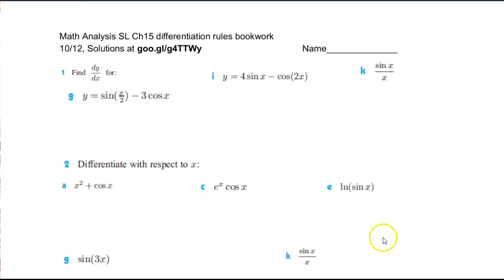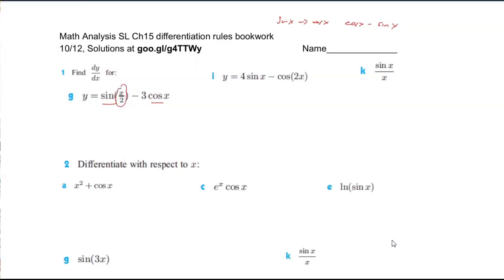Differentiation rules, page 10. So we're going to continue on with some derivatives of sine and cosine. Remember, the derivative of sine is cosine, and the derivative of cosine is negative sine. Okay, so for this one, they're subtracted, so I can take the derivative of each one separately and subtract the results.